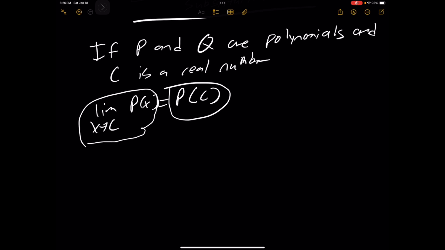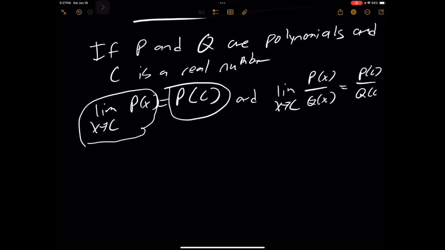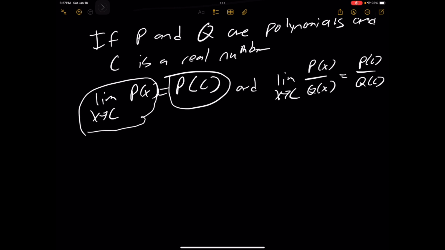And more so, the limit as x approaches C of P of x over Q of x is going to be equal to P of C over Q of C. And so the story by the end of this video is just going to be, if you can plug directly in, then you can plug directly in to figure out what the limit is. And that'll become more obvious as we do a few examples. So let's do a few examples.